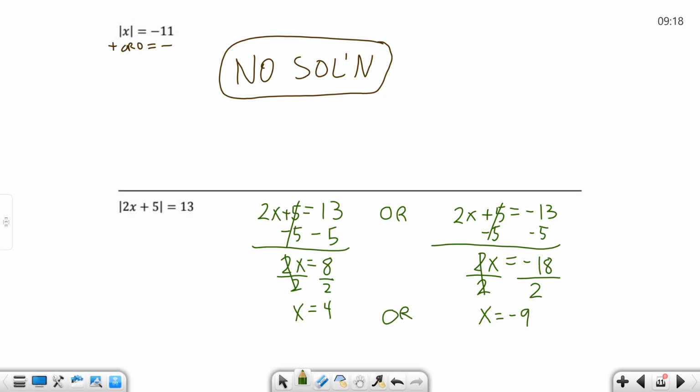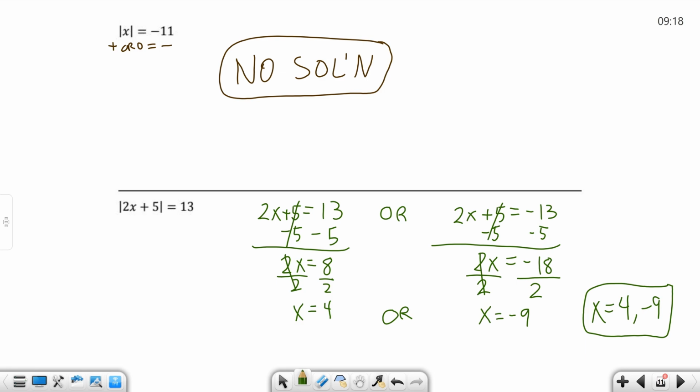So now x is 4 or x is what? So we can bring our or down if we want to. So then x equals 4 comma negative 9. And if your teacher wants you to put the smaller number first, negative 9 comma 4, that's fine. That's generally an accepted practice, but there is no order.